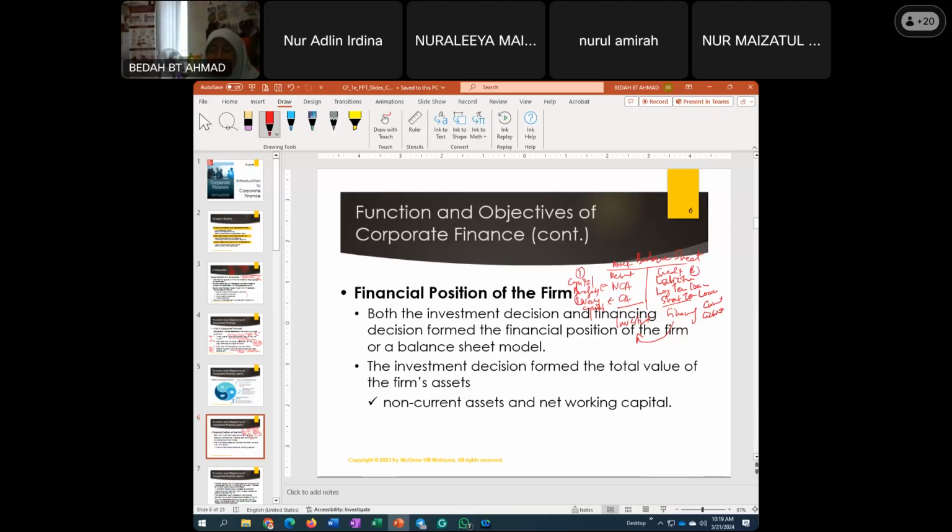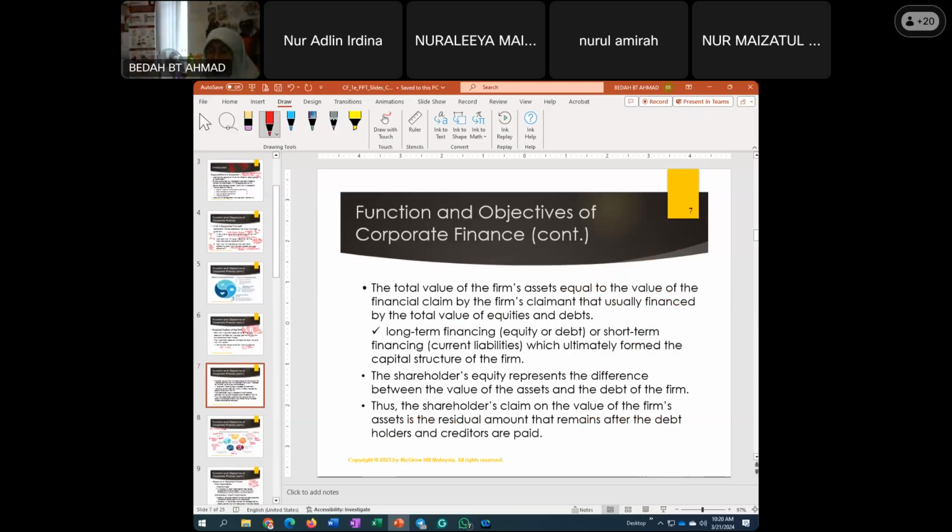So both investment and financing decisions form the financial position, or what we call the balance sheet model. The investment consists of your non-current assets, which is your capital budgeting, and the net working capital, which is your current assets less current liabilities. Next, this forms the total value of the firm's assets, which is the value of investment, and that value of the firm's assets forms the value of financial claims.